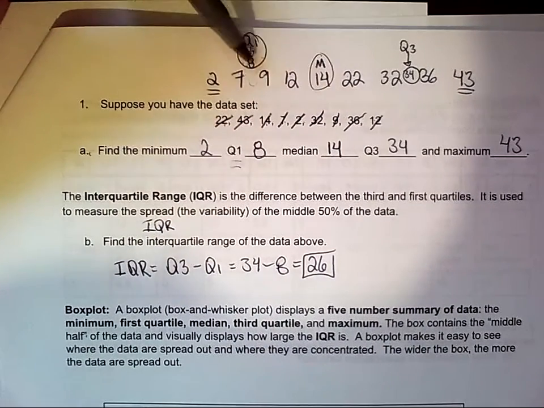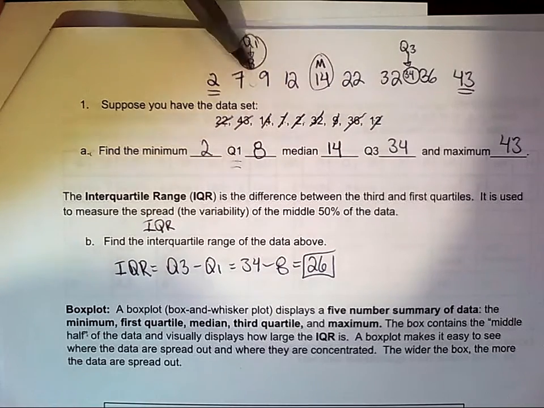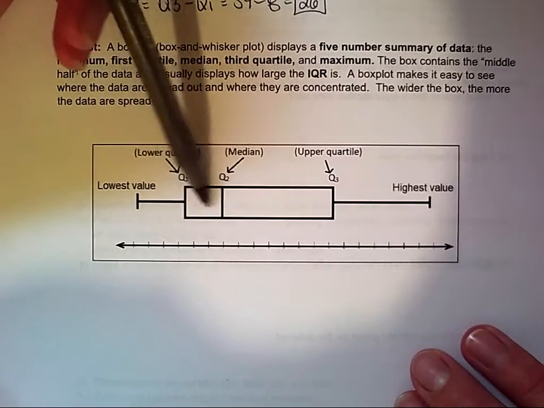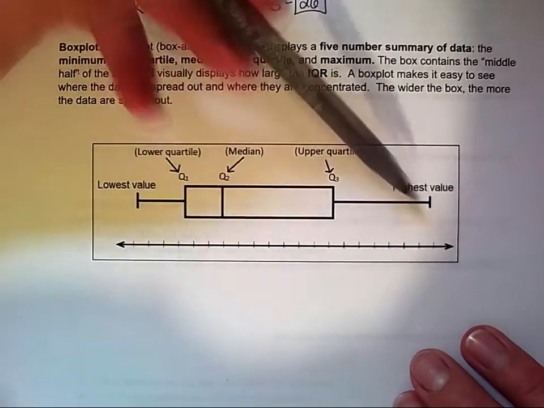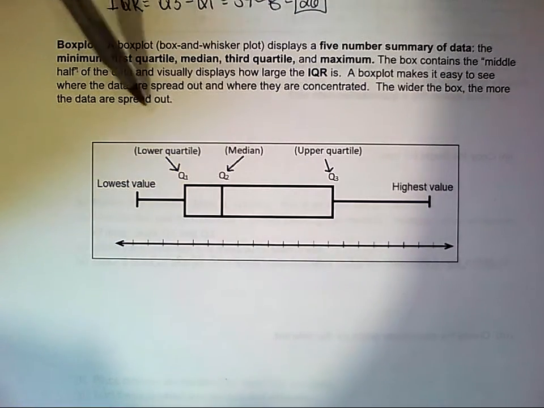Remember that we are just counting data pieces and finding the middle of them. So therefore, where they're closer together, they'll end up being a little bit more squished in here on a number line. Okay, the wider the box, the more the data are spread out.